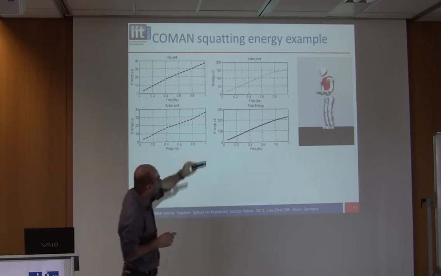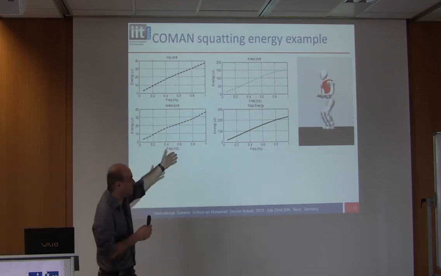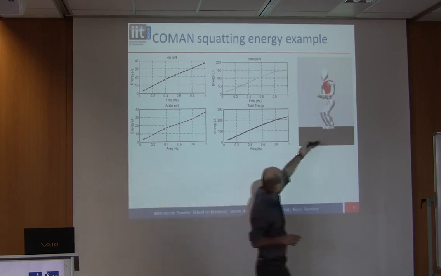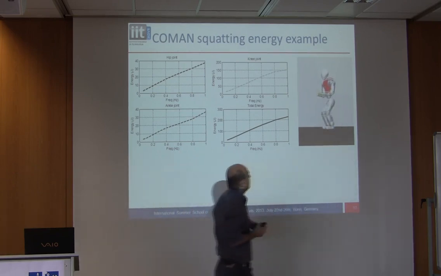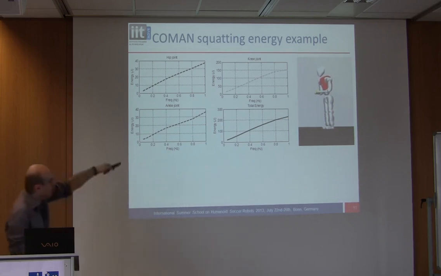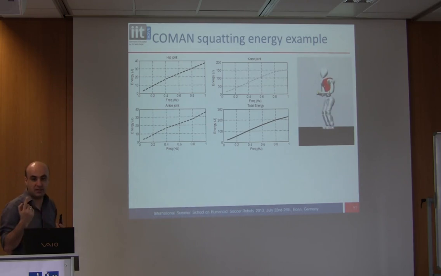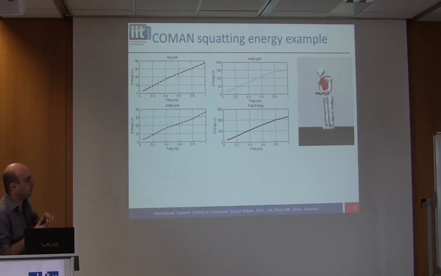A simple example is common. We did this swap motion for Bonn. It has series elastic joints here and here, and we play it for different frequencies up to one hertz, which is actually the first natural frequency. And we measure the electrical power. Although this is a simulation, we have accurate models of the actuators, which means we can also do current measurement in the simulation.